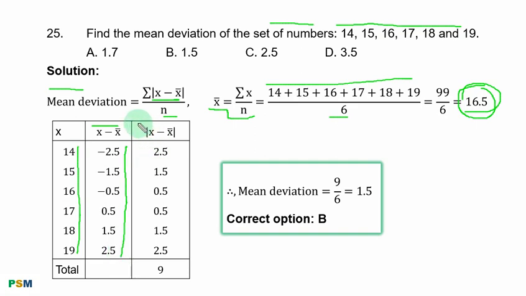This symbol helps us to convert all negative results to positive, while the results that are positive remain the same. So minus 2.5 under this symbol becomes positive, and so on. When you add down, you have 9. So the mean deviation becomes 9/6, and that is 1.5. The correct option is B.